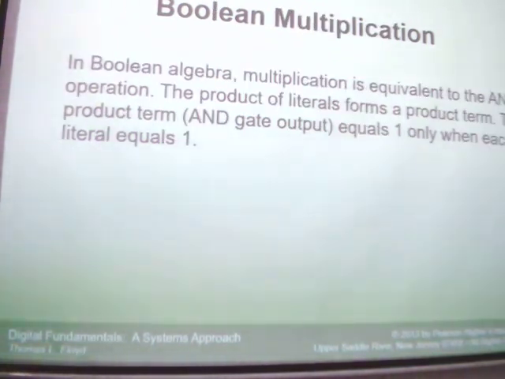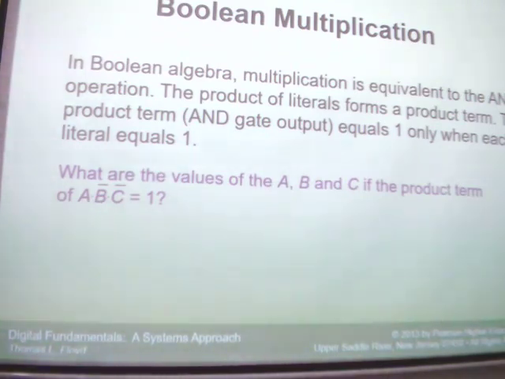Boolean multiplication. In Boolean algebra, multiplication is equivalent to the AND operation. The product of literals forms a product term. The product term equals 1 only when each literal equals 1. So what are the values of A, B, and C?